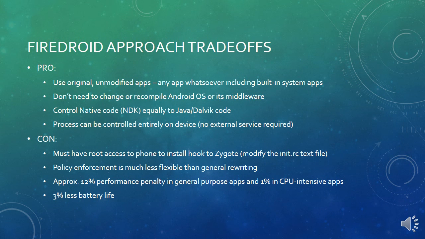One of the biggest advantages of this approach is that it works with the original unmodified apps, including all built-in system apps and any apps that use native code. FireDroid doesn't require changing or recompiling the Android OS either. It only requires a small change to a plain text system config file called init.rc that controls the phone's boot process. That does mean that you need to either get root access to the phone, which is fairly simple to do, or else control the system image. For example, if you have a customized phone version that might be provided to a large corporate customer.